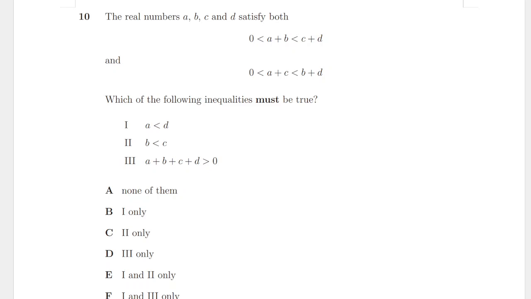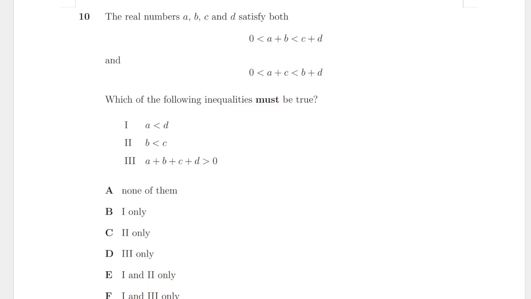Okay, question 10. The real numbers a, b, c, and d satisfy both 0 less than a plus b less than c plus d, and 0 less than a plus c less than b plus d. Which of the following inequalities must be true? So either a is less than d, b is less than c, or a plus b plus c plus d is greater than 0. Okay, so again, it's a must be true question, right?